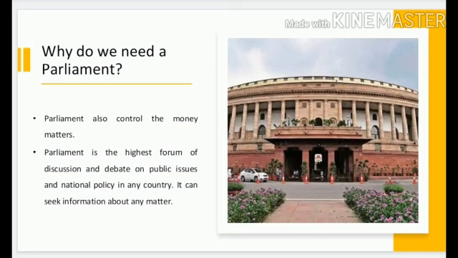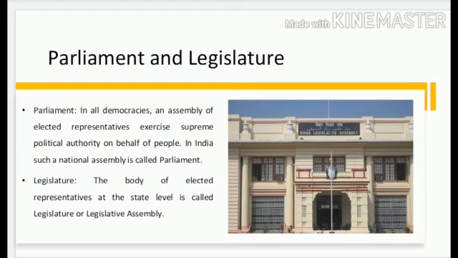Parliament is the highest forum of discussion and debate on public issues and national policy in any country. It can seek information about any matter. In all democracies, an assembly of elected representatives exercises supreme political authority on behalf of the people. In India, such a national assembly is called parliament. The body of elected representatives at the state level is called legislature or legislative assembly.